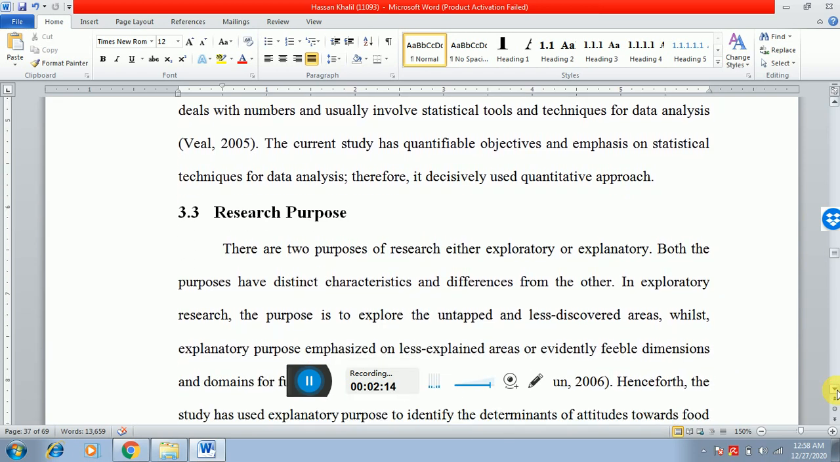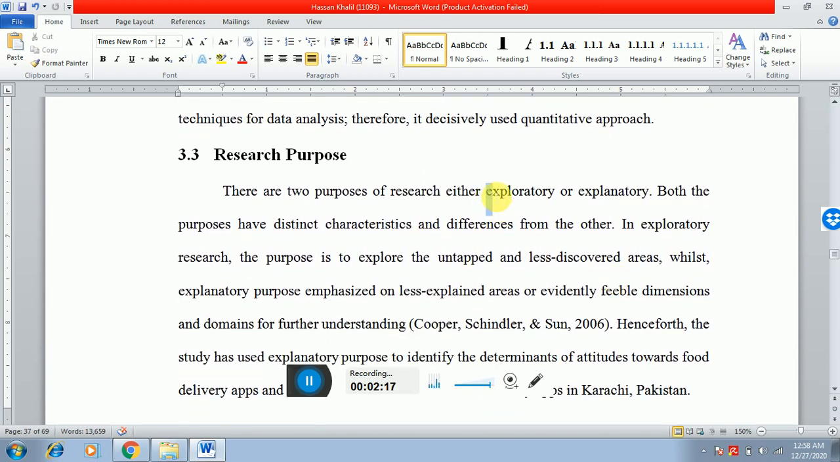After this, there is a heading of research purpose. So there are two types of the research purpose, exploratory and explanatory. Basically there are three types of the research purpose. The one is descriptive, then exploratory, then explanatory. Descriptive researches are those researches in which you just explain the data, that how many female audiences and how many male audiences. So this type of research in which you are going to only describe your data is known as descriptive study. An exploratory study is a study in which you are going to explore something new, that is based on the grounded theories, such as if you are doing something that was not done before, or the less discovered area or the untapped area that you are going to explore.